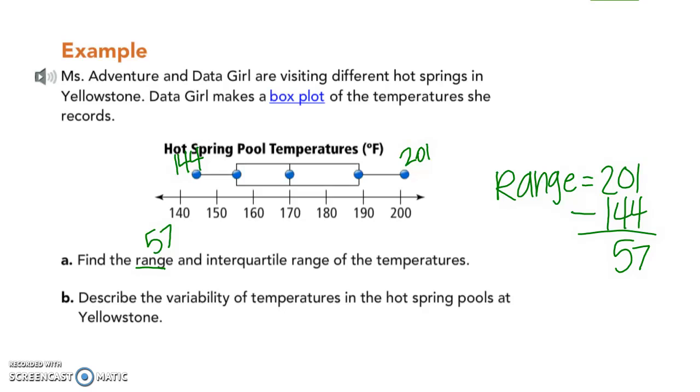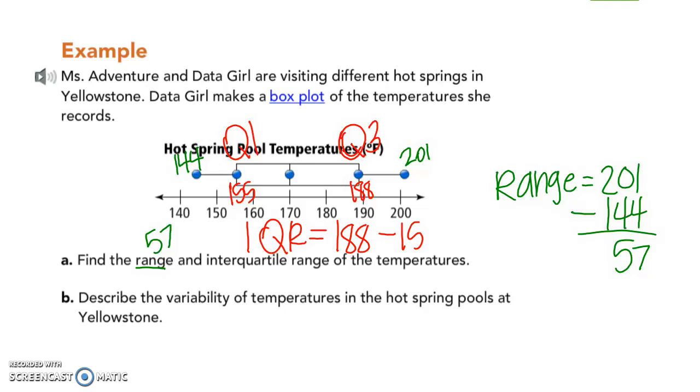To find the interquartile range, remember I do Q3 minus Q1. Q3 is the right side of the box plot. Q1 is the left side of the box plot. So I just read the numbers. This looks like it's about 188. This looks like it's about 155. So for the interquartile range, I would do 188 minus 155, which is 33. So my interquartile range would be 33. Okay? Again, the range is coming from the biggest and the smallest. The interquartile range is Q3 minus Q1.